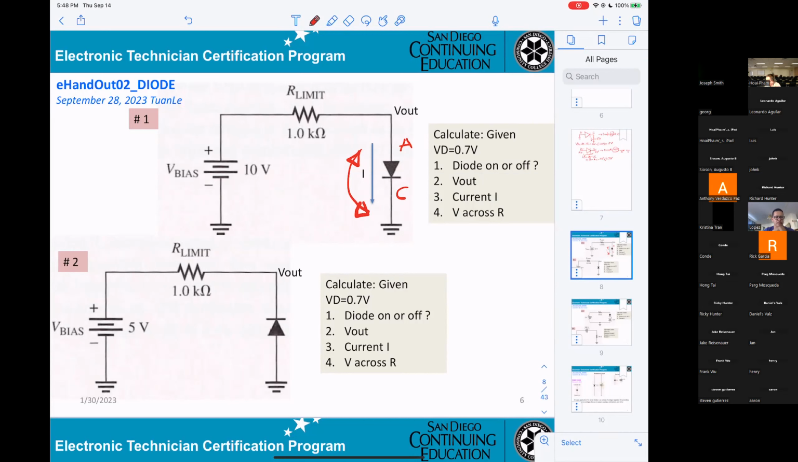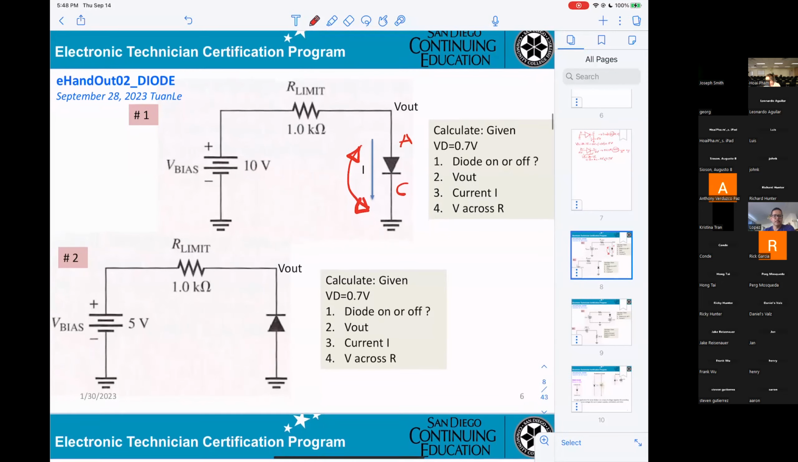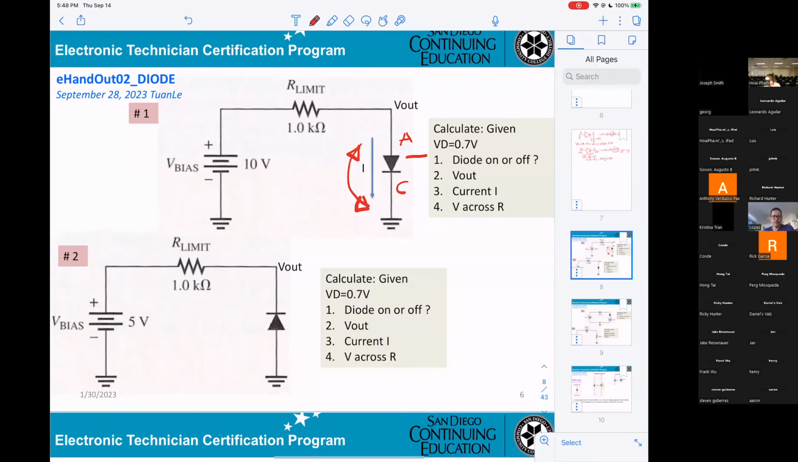However, if they're on, I don't have any more diode. You have to substitute the diode by the battery. And this battery will be positive here, negative here, and the value will be 0.7 volt. Okay?